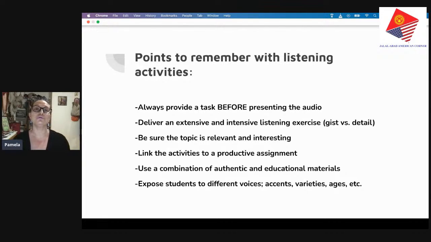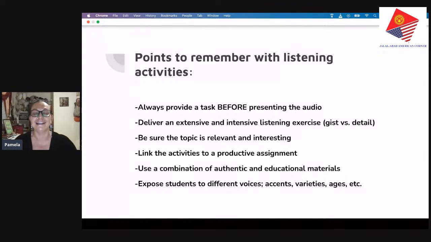Be sure that when you choose the topic, it's relevant and interesting. So we know relevant is part of our SMART goals, right? It's the R. It's really important. Relevant, really important to be relevant. Add that to your R, really.